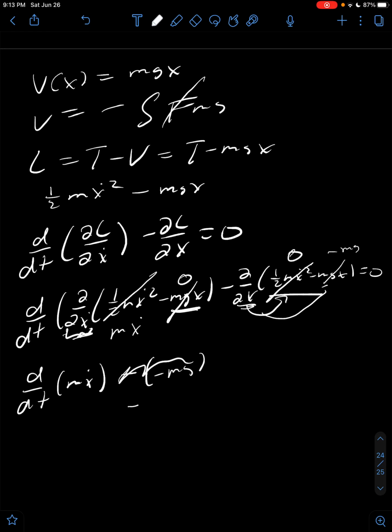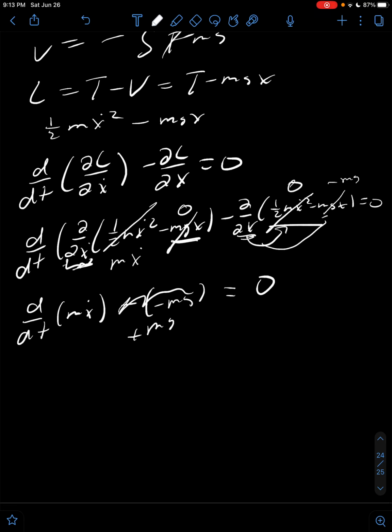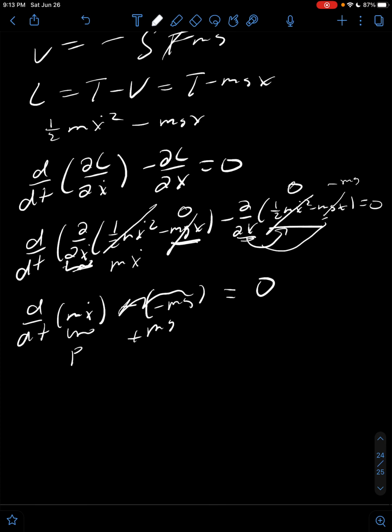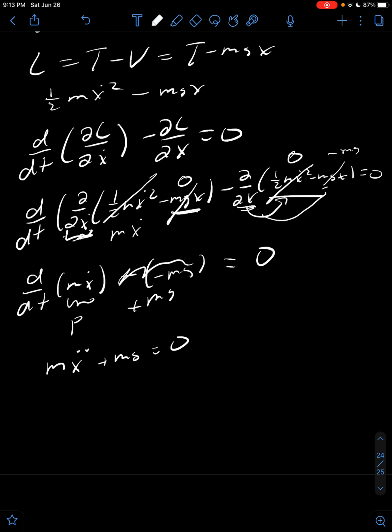That's just going to be plus mg, which equals 0. Note that mx dot is just the momentum, actually. And now you have the derivative of the momentum with respect to time, which is just going to be mx double dot, or force. So force plus mg equals 0.